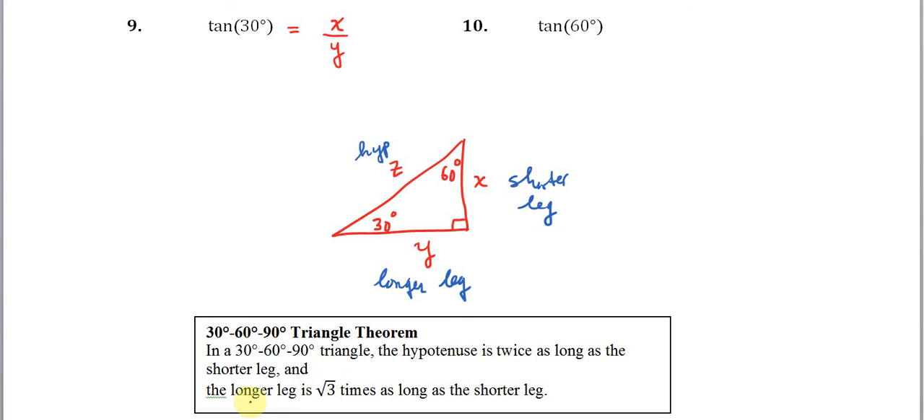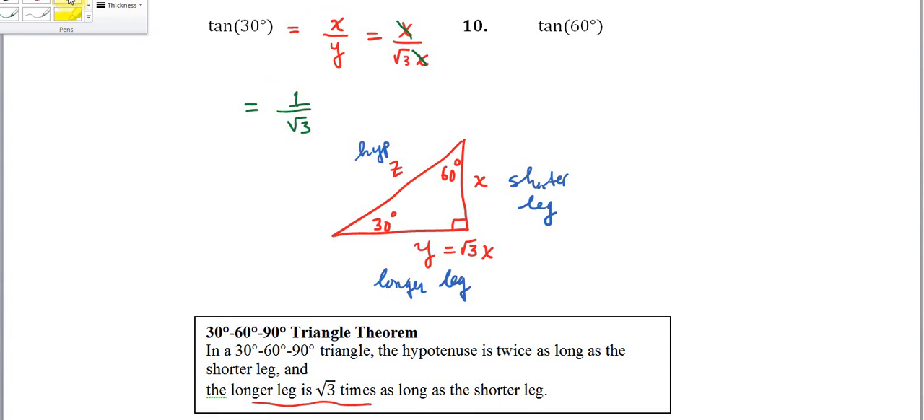It says that the longer leg is square root of 3 times as long as the shorter leg. So the longer leg here is Y, and that's equal to square root of 3 times the shorter leg, which is X. And so now we can make that substitution. This becomes X over, instead of Y here, we're going to have square root of 3 times X. And this will allow us to simplify the problem. The X on the numerator and the denominator will cancel each other out, and what we have left is 1 over the square root of 3.